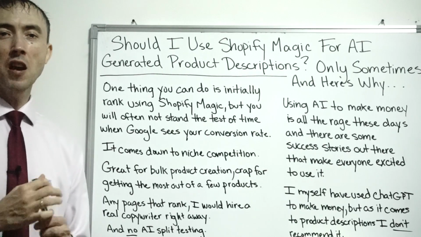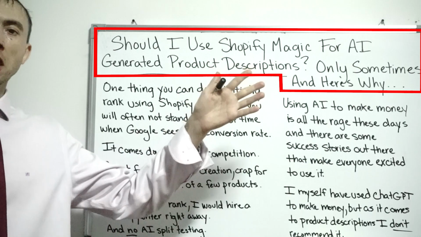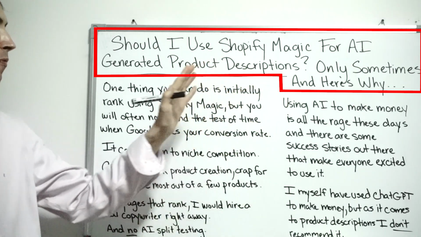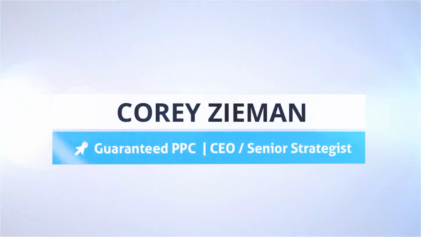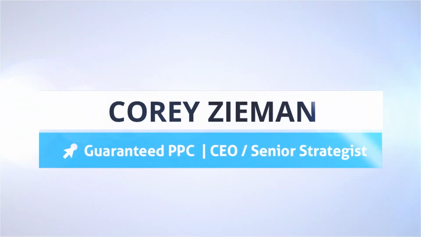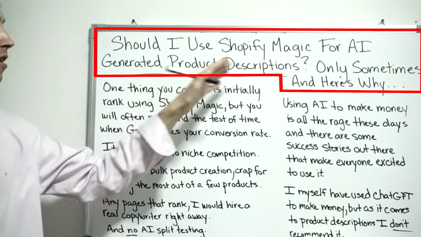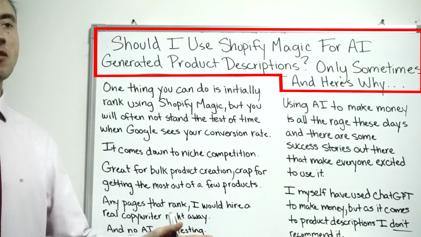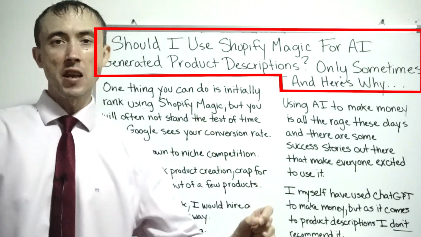Today's video, we're going to talk about Shopify Magic, or an app that you can put on Shopify to generate AI-based product descriptions, and whether or not it's a good idea. Sometimes you can use this to make some pretty good money.